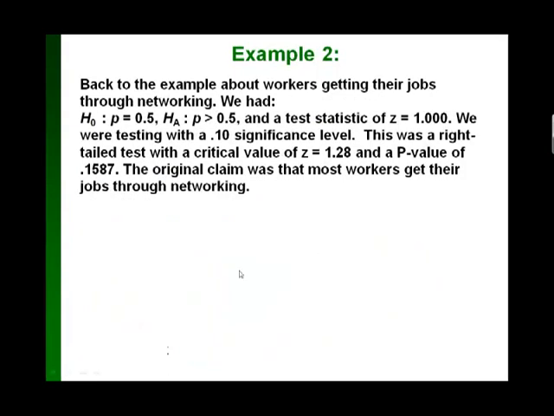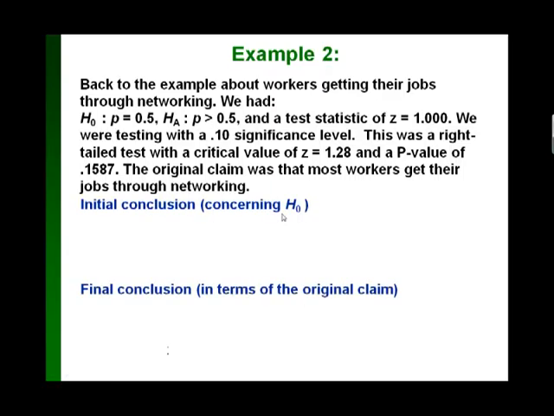Okay, here's another example. This is the one about the workers getting their jobs through networking. We already had our hypotheses and a test statistic of z equals 1. We were testing with a 0.1 significance level, and this was a right-tailed test, and we had our critical value and a p-value. The original claim for this one was that most workers get their jobs through networking.